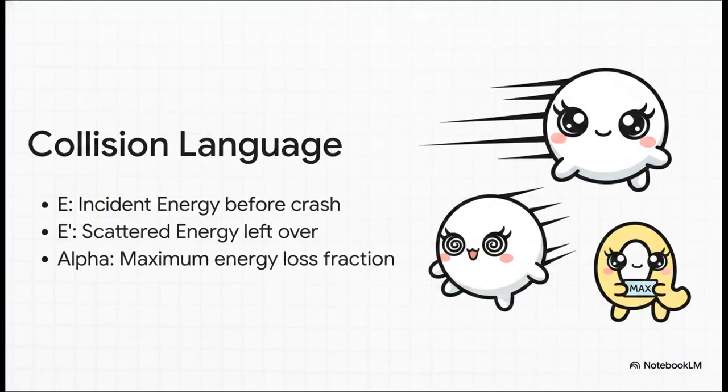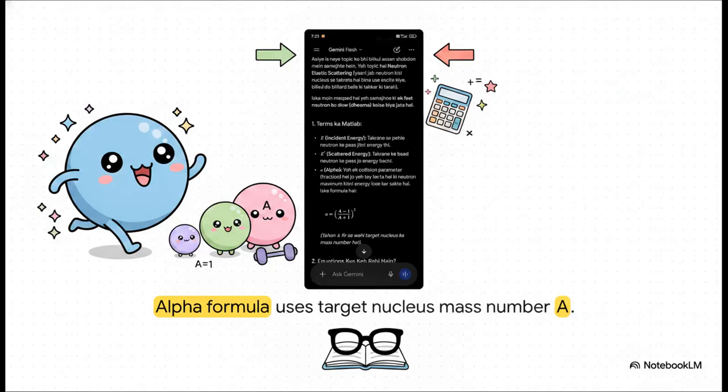To crack the case of how to stop this neutron, we just need to understand the language of the crash. It basically boils down to three simple building blocks. First up, we have E, which is our incident energy. That's simply the amount of energy our fast neutron has right before the crash. Next is E prime, the scattered energy. This is whatever energy the neutron happens to be left with after it bounces off the target. And finally, we have a very special collision parameter called alpha. You can think of alpha as the fraction that dictates the absolute maximum energy our neutron can lose in a single head-on collision.